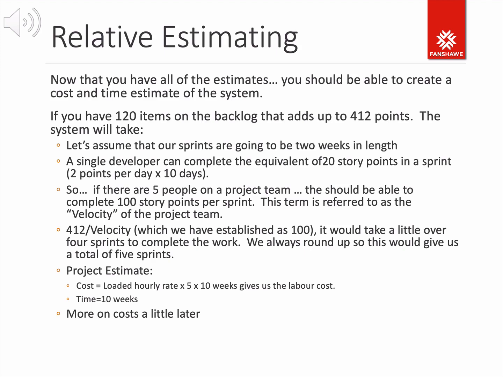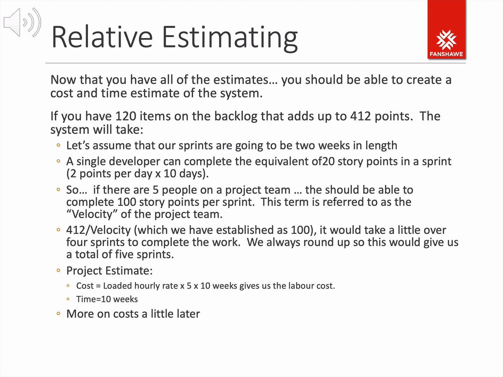Now that we have all the estimates for the requirements of the system as story points, we should be able to calculate then the cost of the system and the time it'll take to complete the project. So if we have 120 items on the product backlog, and those items add up to 412 story points, then we need to do the following. Let's assume that our sprints are going to be 2 weeks in length. Great. And also let's assume that a single developer can complete the equivalent of 20 story points in a sprint.